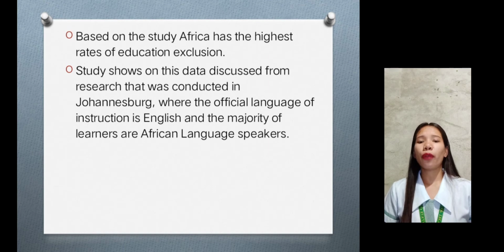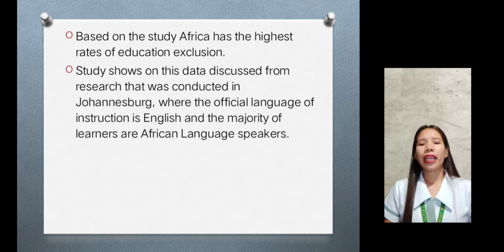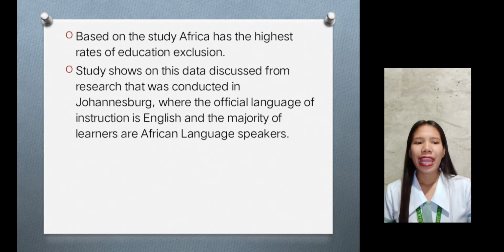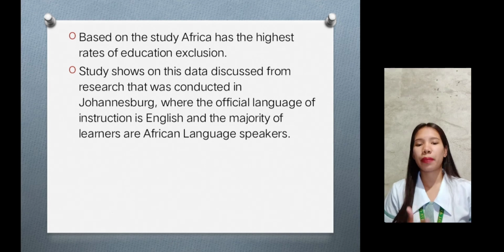Also, a lot of unfortunates can't study well due to financial expenses. And so the researchers conducted a research in Johannesburg, and as they have noticed, the instructors are more likely from North America, and the learners or students there are African language speakers, of course. They only know how to speak their dialect, which is CPD.